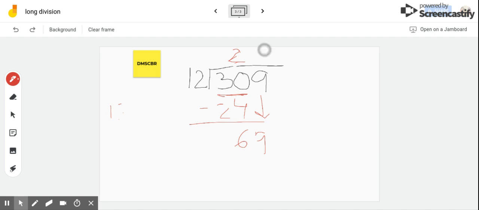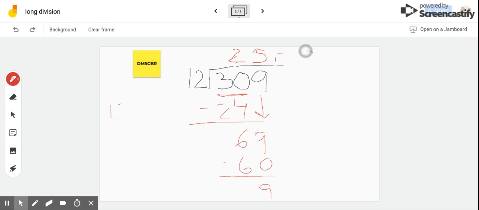So I'm going to put 5 up top. Oh my goodness. I promise that's a 5. Okay. So 12 times 5 is 60. You subtract. You get 9. You have nothing else to bring down. So even though it's larger, 9 is your remainder here.